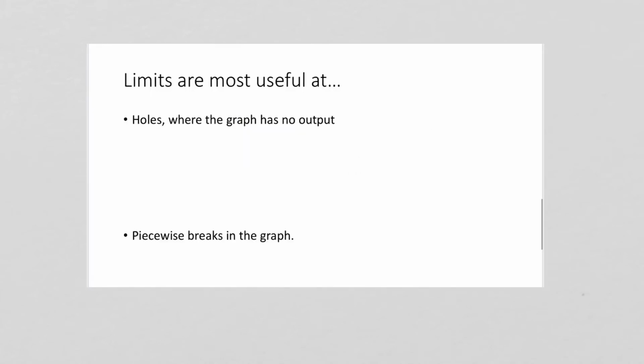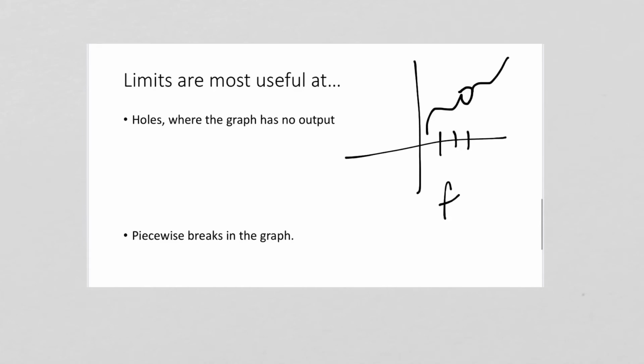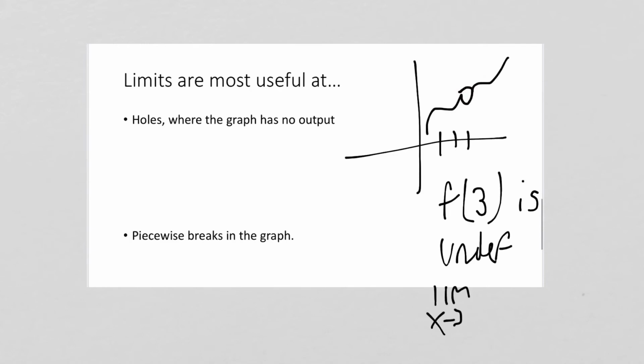So the limits are most useful at holes where the graph has no output. For example, if I have a nice curve that has a hole right there, there's no output there. So I can't just plug in, let's say this is x equals 1, 2, 3. F of 3 is undefined because there's no output there. So I need to be able to apply a limit. F of 3 is undefined, but I can do the limit as x approaches 3. That is defined.